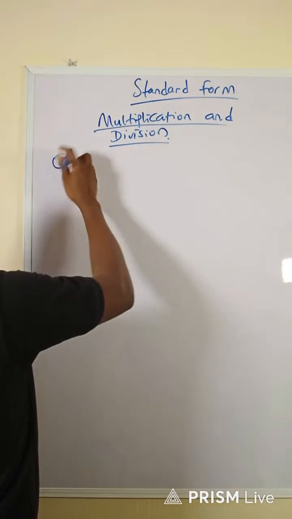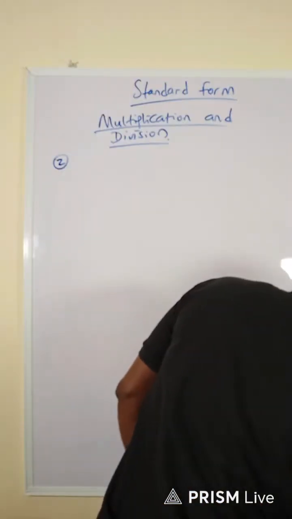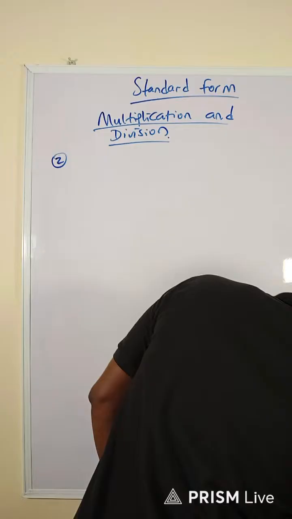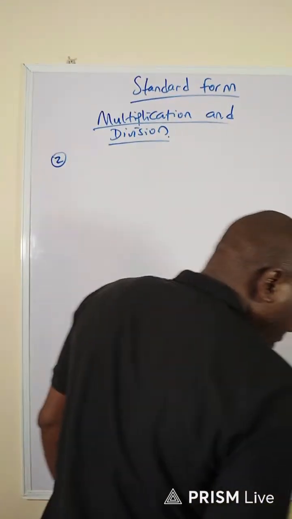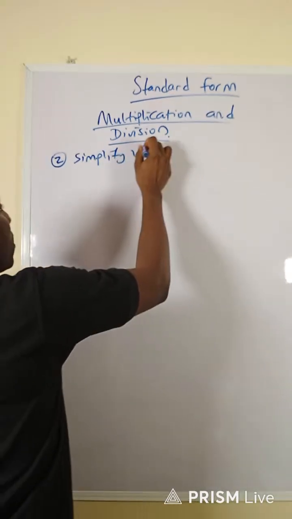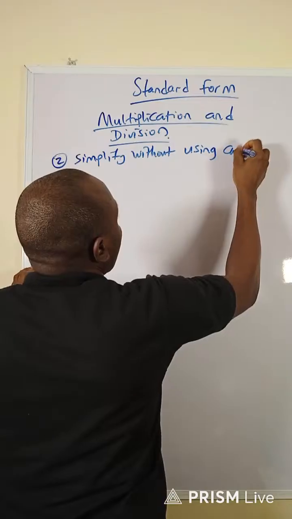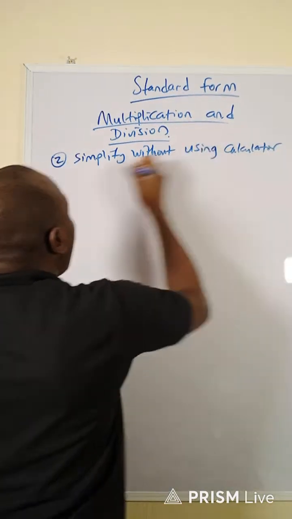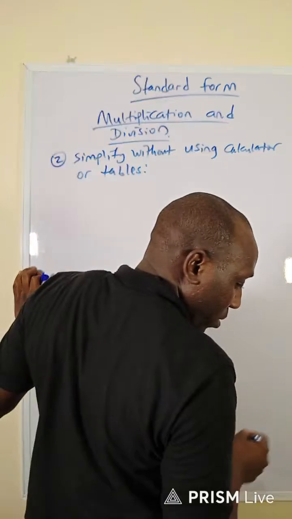Let's go to number 2 question. So for number 2, what do we have here? Okay, we have this one. Simplify without using calculator or tables. And this is the question.